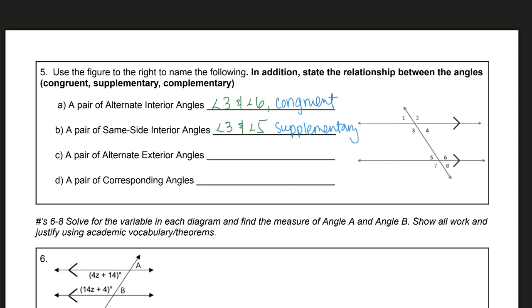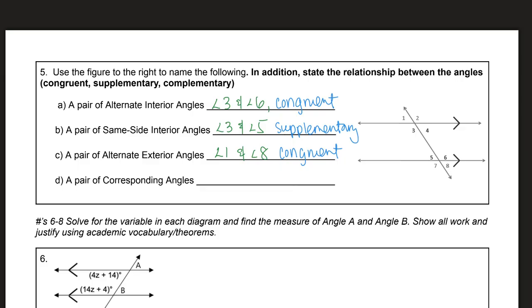Next thing we're looking for is alternate exterior, so on opposite sides of the transversal, but on the outside. So 2 and 7 would work, and 1 and 8. So I'm going to say angle 1 and angle 8. And those are also congruent.